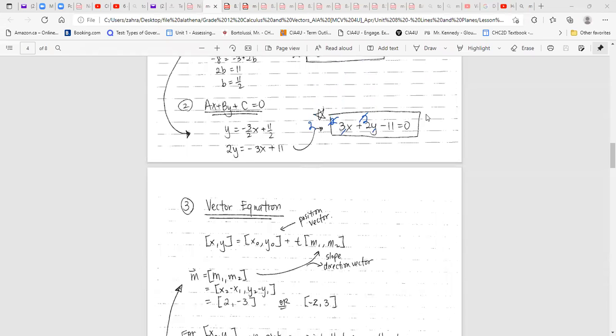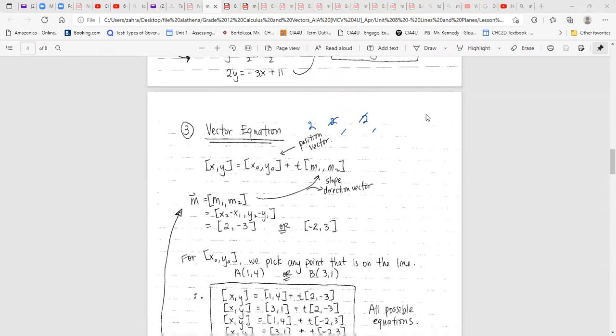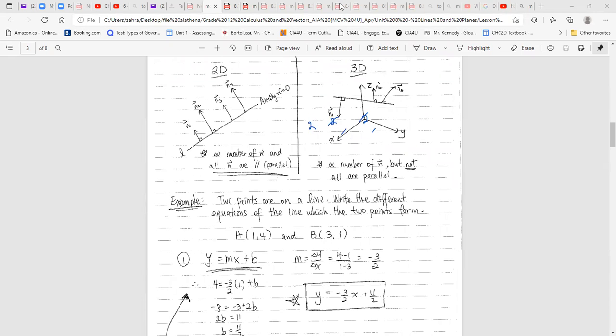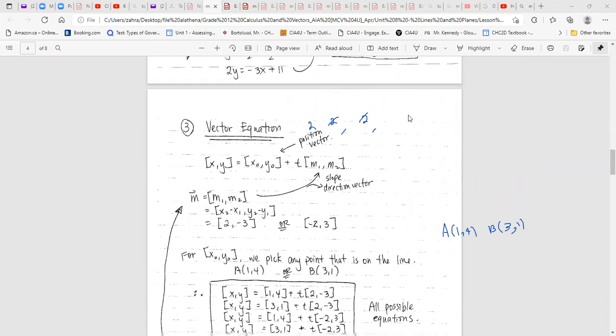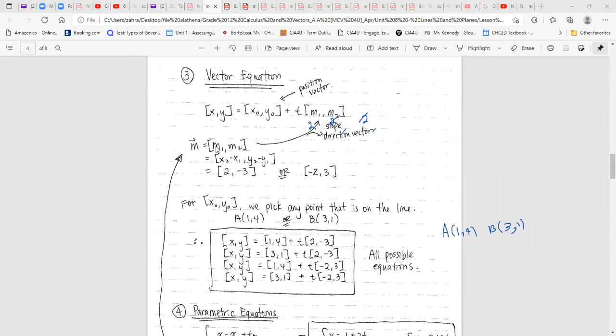Now we want to do the vector equations. For the vector equation, I'm going to write down the points here for myself. A is (1, 4) and B is (3, 1). There are different possibilities. m1 is x2 minus x1, which means 3 minus 1 is 2, and 1 minus 4 is negative 3. Or you can say 1 minus 3, which is negative 2, and 4 minus 1 is 3.